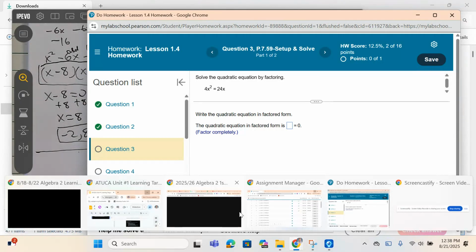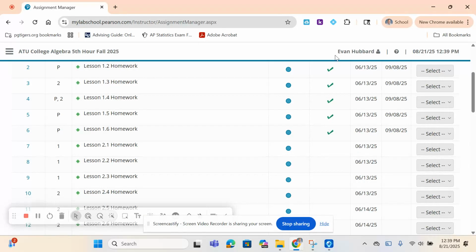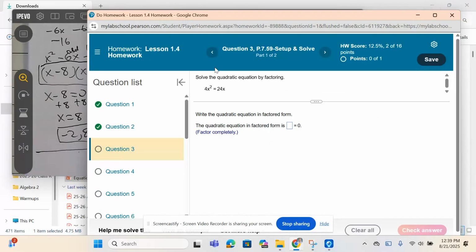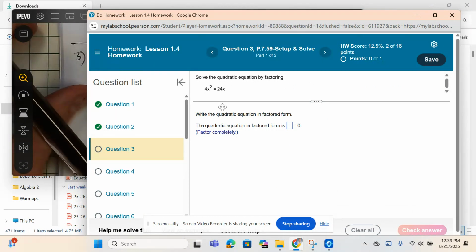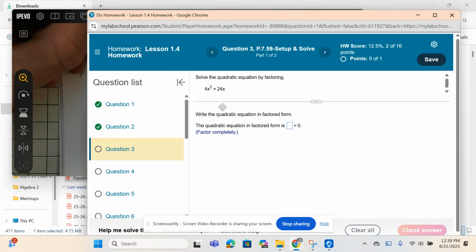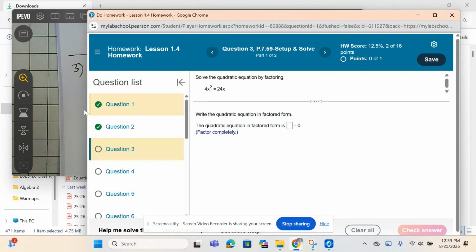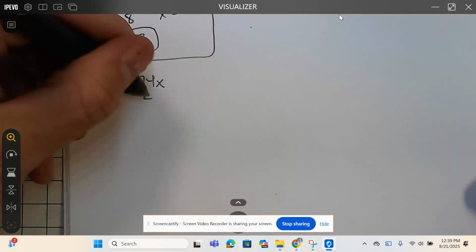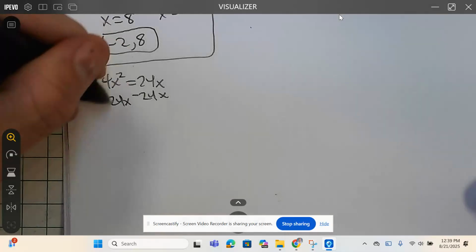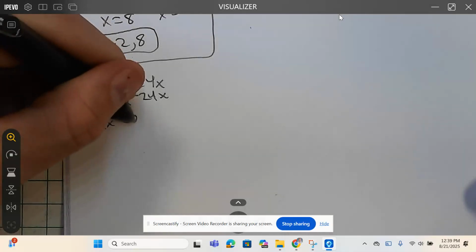All right, trying not to go too fast here. Third one: we've got 4x squared equals 24x. We're going to solve this by factoring. The first thing we want to do is make it equal to 0. So subtract 24x from both sides: 4x squared minus 24x equals 0.